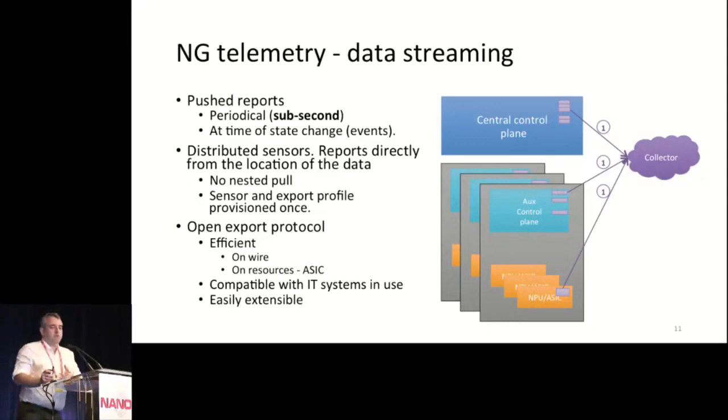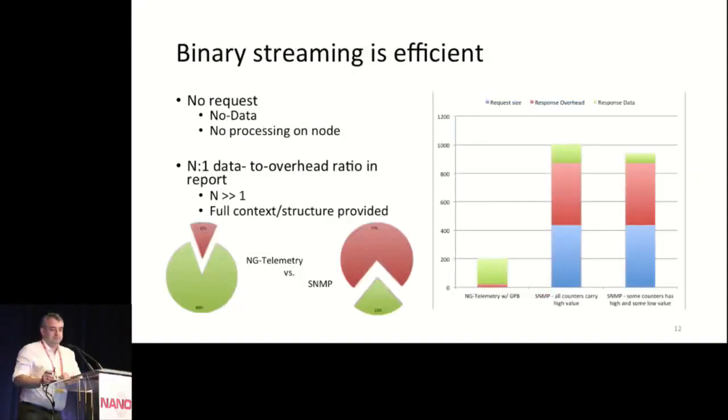And of course, the way we export what is on the wire is important, because it needs to be efficient on the wire and on the resources. So the cost of generating the report has to be as low as possible. We want to do this from the NPU. We want to do this, from an architecture perspective, from the ASIC. There is no memory, there is no processing power, or very limited. So we have to be very careful about that. And whatever we do, it has to be flexible and extensible.